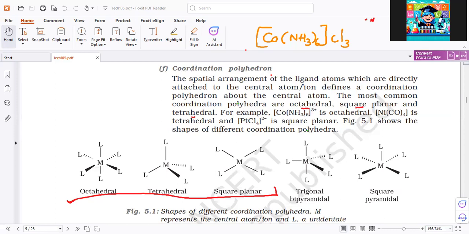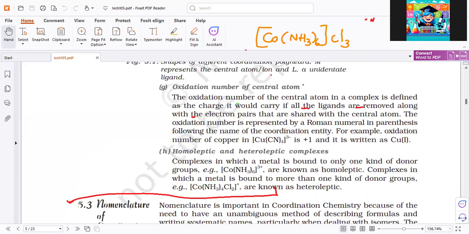In these pictures, M represents the metal, L represents the ligands, unidentate ligands.